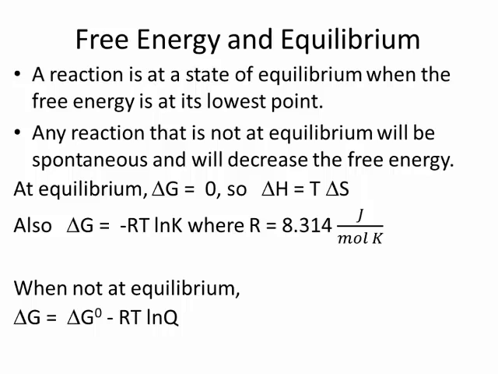When the free energy is at its lowest point, we say that the reaction then is at equilibrium, because that's where you're going to have your reversible processes. Any reaction that is not at equilibrium will be spontaneous and will decrease the free energy to reach that equilibrium point. At equilibrium, then, your delta G is 0 because it's a reversible process.